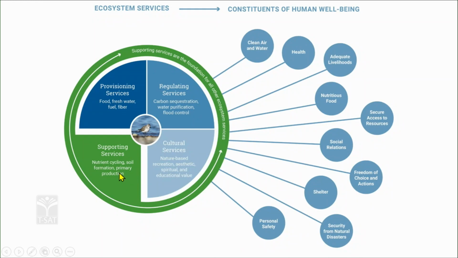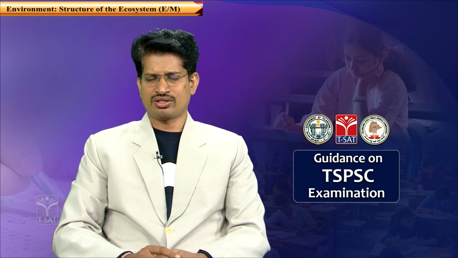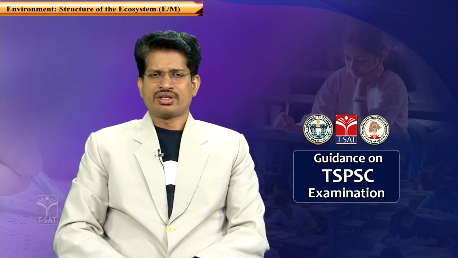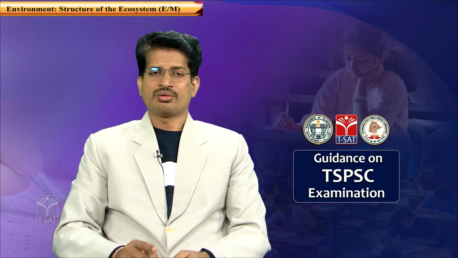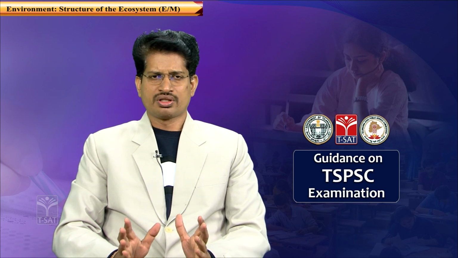So, next is supporting services, the nutrient cycle, soil formation. Here, for nutrient cycles, for example, you have the carbon cycle or the nitrogen cycle. The nitrogen in the atmosphere cannot be absorbed by the plants directly, because nitrogen is the basic essential element required for the construction of any kind of living being, either plants or animals, because nitrogen is the fundamental element in a protein. Whether it is plants or animals, they are constructed with the help of protein.